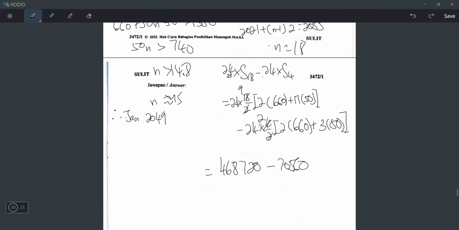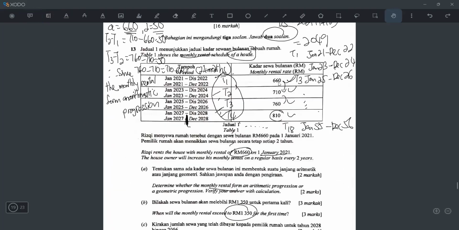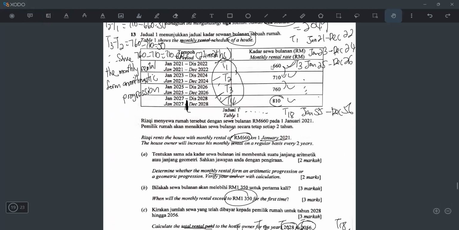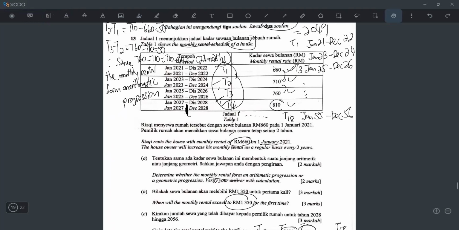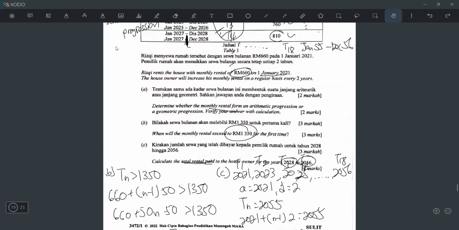So let me explain again why I have to times 24. Because if you take S4, you are just taking this one plus this one plus this one plus this one, which is the monthly rent. But this is only for 1 month. And T1 is for 2 years. That is why you have to times 24.